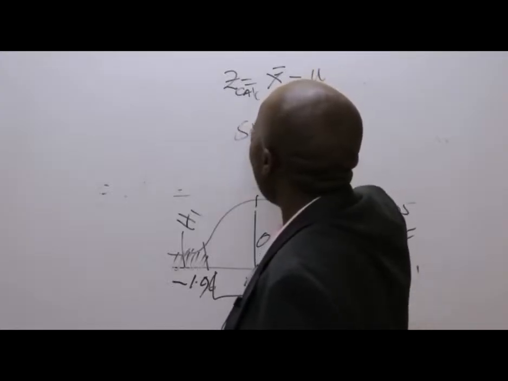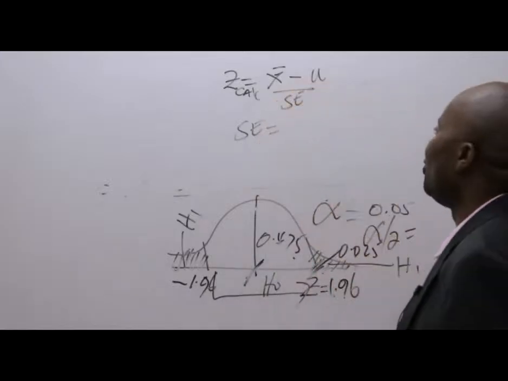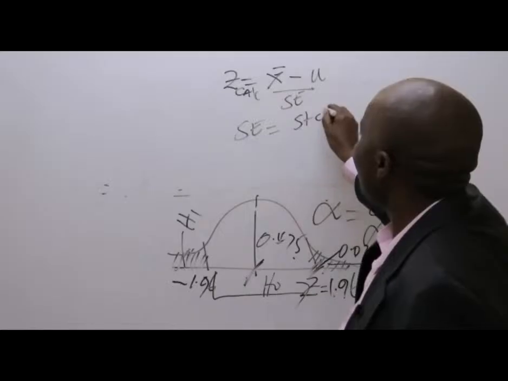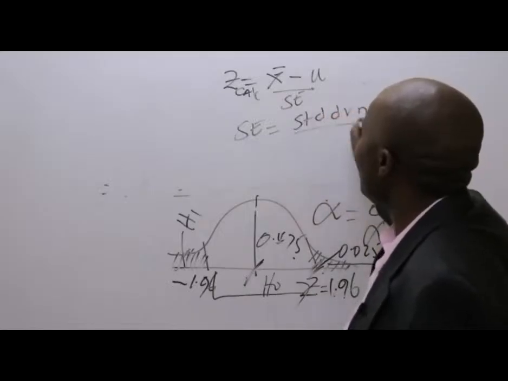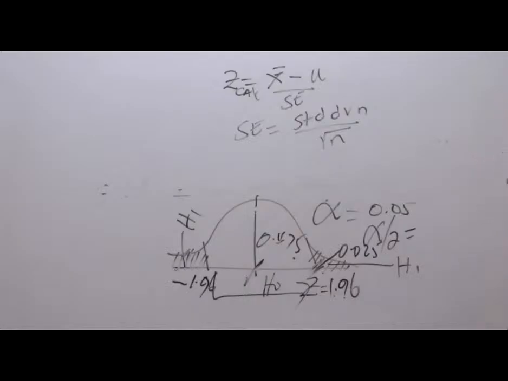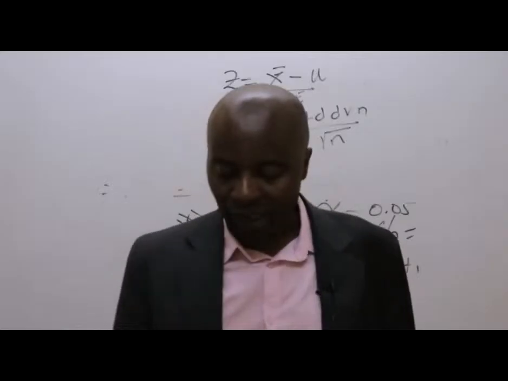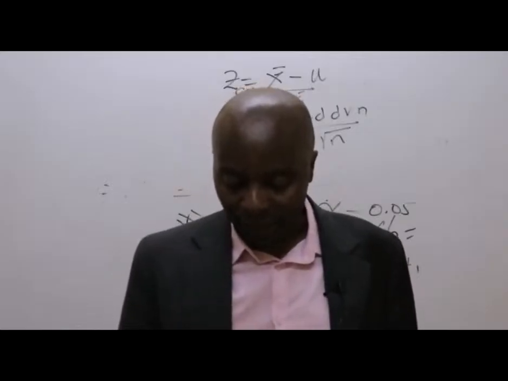And don't forget that to get the standard error for a single mean, normally what we do is to take the standard deviation given and divide it by the square root of n. Could you kindly calculate that for me and then give me an answer? Tell me what we have there.